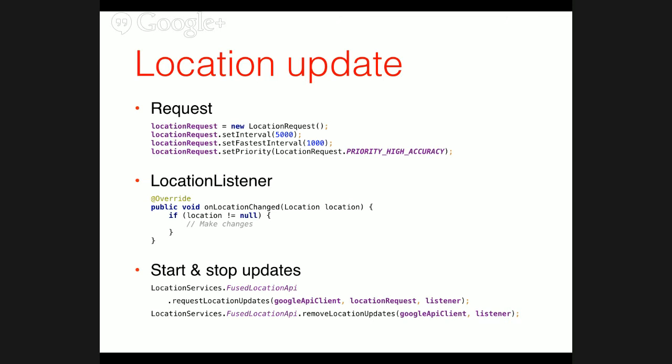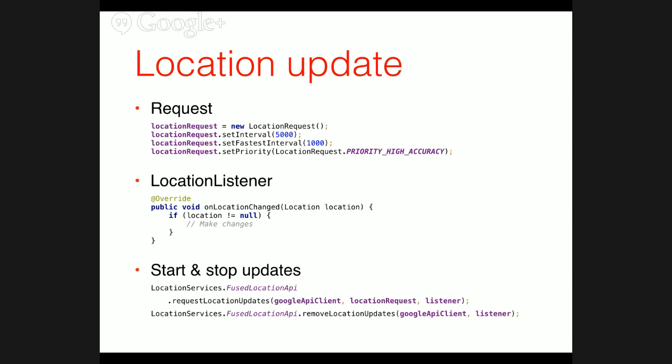To get location changes, you need to implement a location listener that defines a callback method on location change, in which you get your location update. When you start location updates, you request location updates from the Fused Location API and pass it a location request and a location listener.